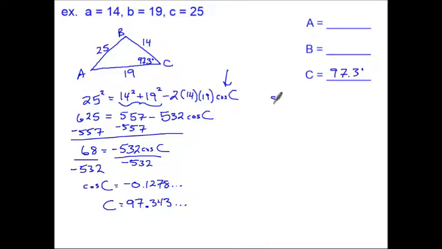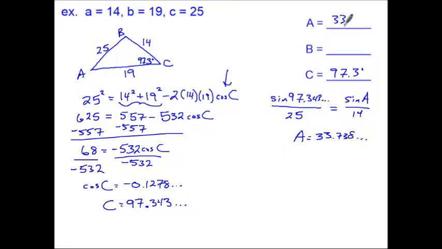So what I can do is sine of 97.343, using all those nice decimal places, over 25, so I basically have my c fraction. Then, if I'm going to use the law of sines, I'm going to find my smallest angle just out of practice, so I'm finding sine of A over 14. After a little bit of cross multiplication and whatnot, I eventually get A equals 33.738, icky decimal. So there's a 33.7 after a little bit of rounding.